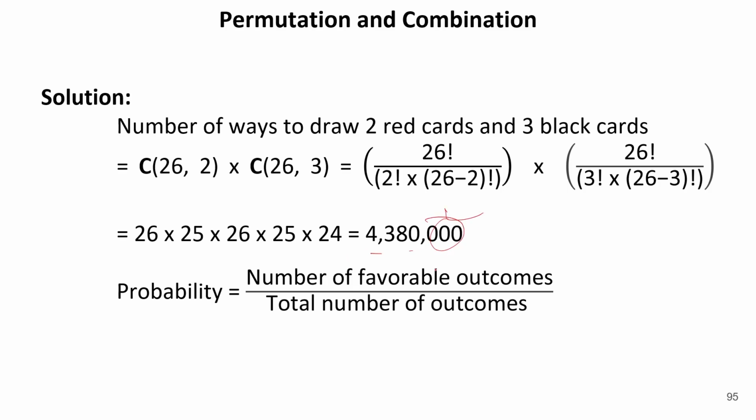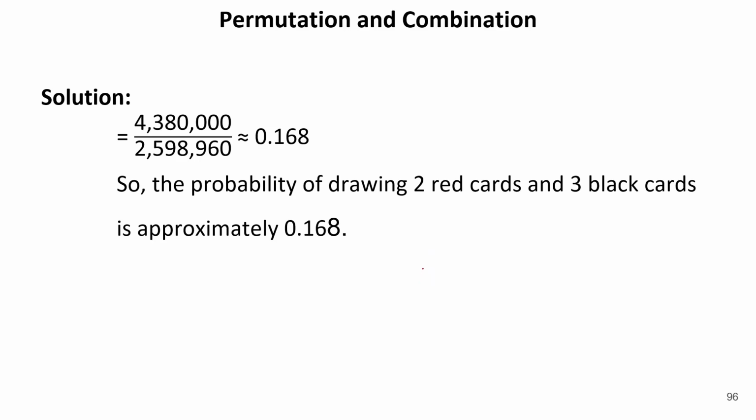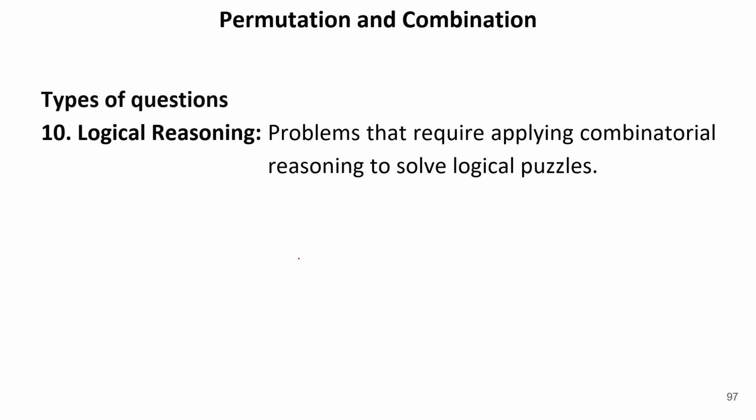So probability is the number of favorable outcomes divided by the total number of outcomes. So this will be actually equal to 0.168. So the probability of drawing red cards and then black cards is approximately 0.168.